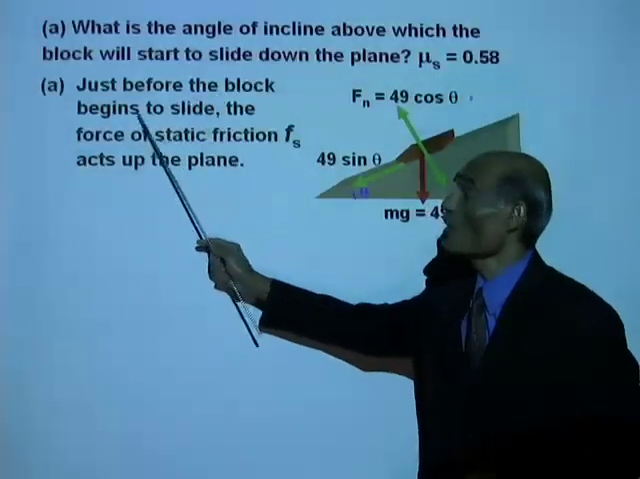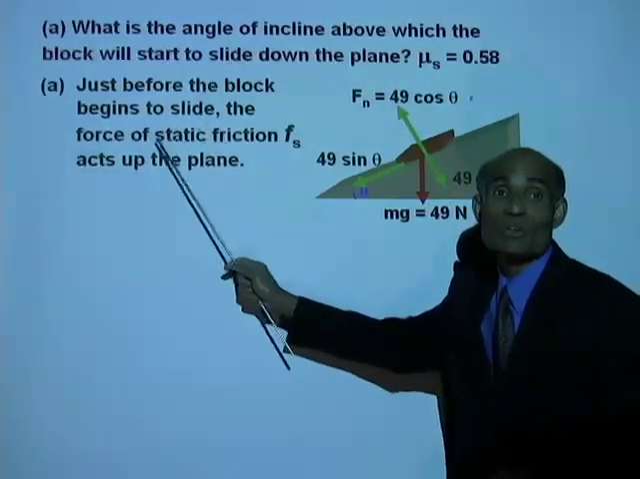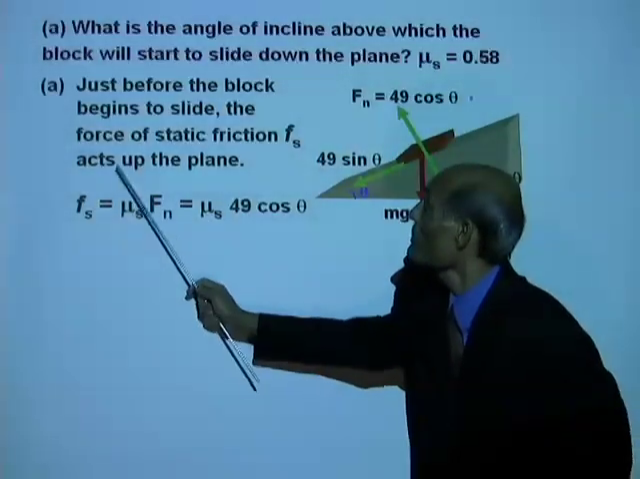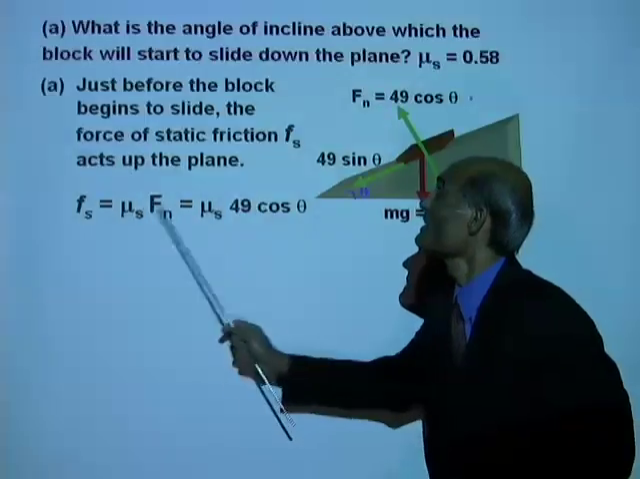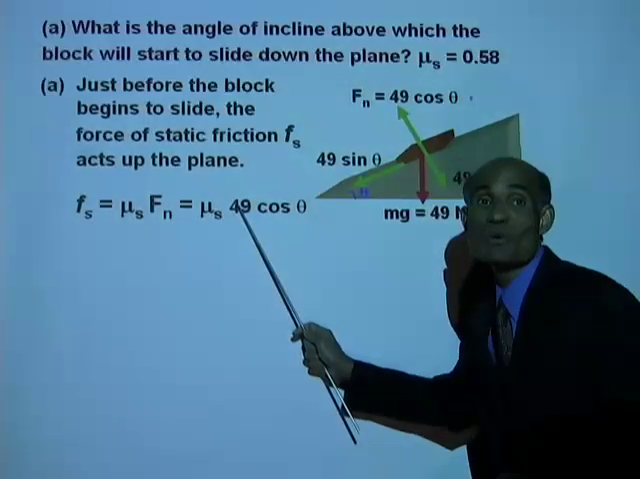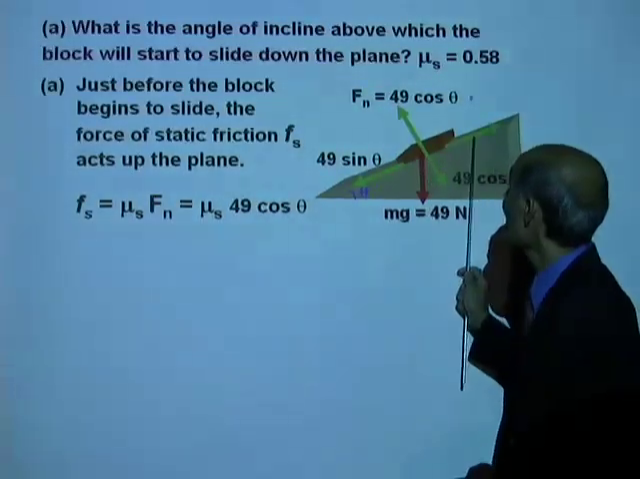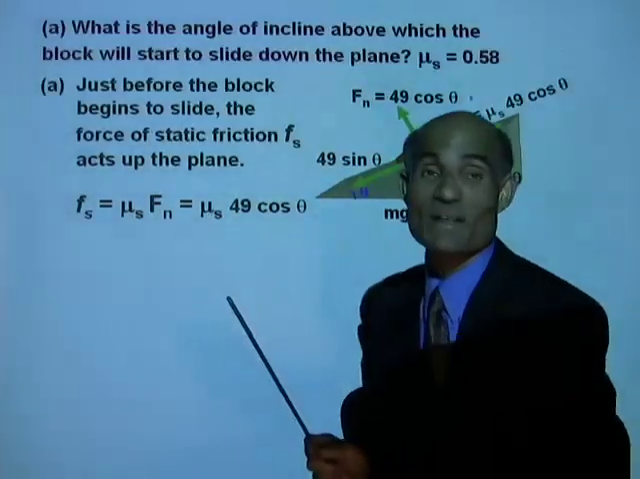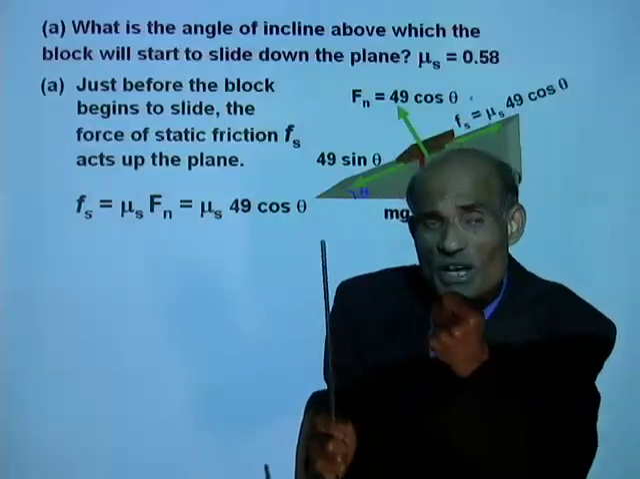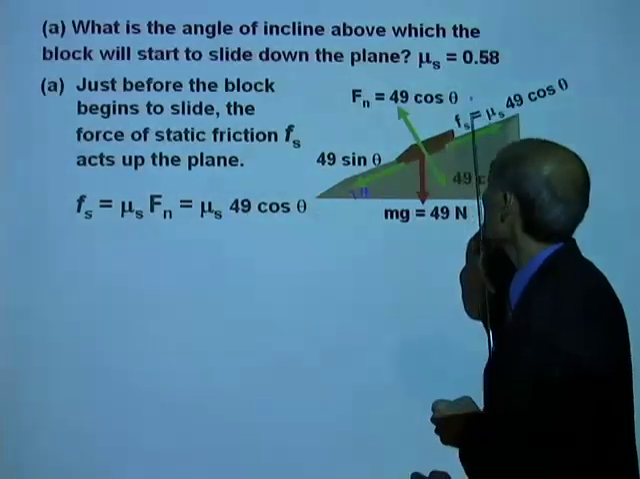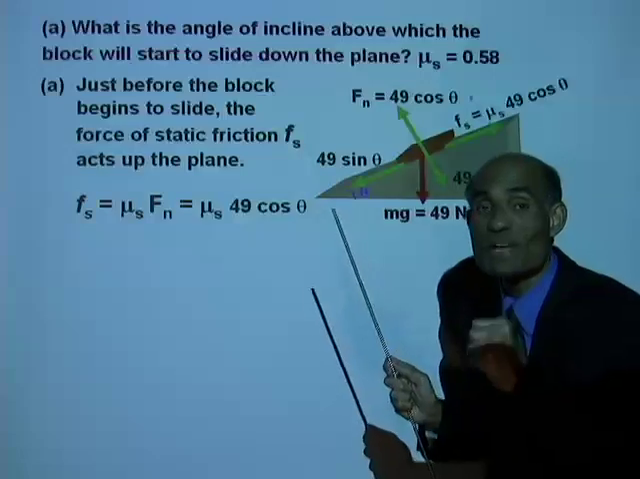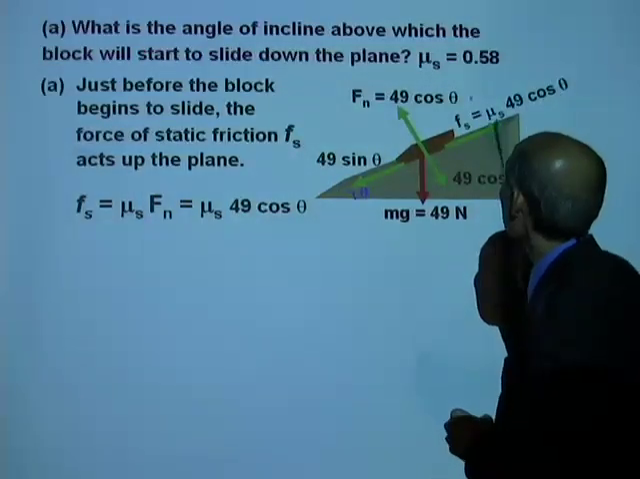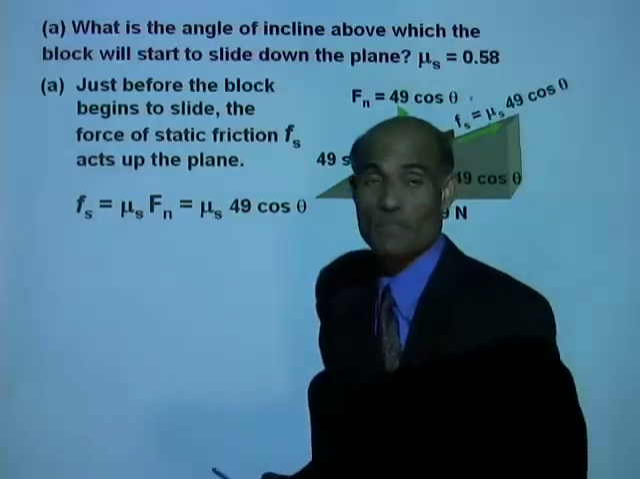Now, just before the block begins to slide down, the force of static friction Fs acting up will be Fs equal to mu s times 49 cos theta. You see that? This is the maximum frictional force. That means just when the block is ready to move down, this will be the force of limiting friction, the static friction, and that will be mu s times 49 cos theta.